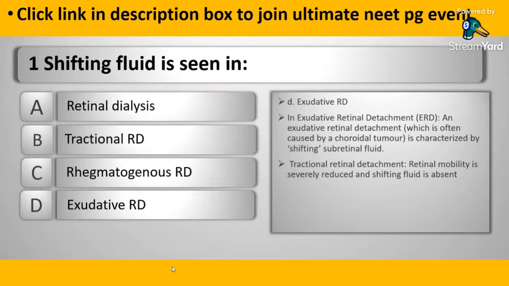What happens in exudative retinal detachment, ERD, which is usually caused by a choroidal tumor? It is characterized by shifting subretinal fluid. Whereas in tractional retinal detachment, the retinal mobility is severely reduced and shifting fluid is absent. So shifting fluid is seen in exudative retinal detachment.